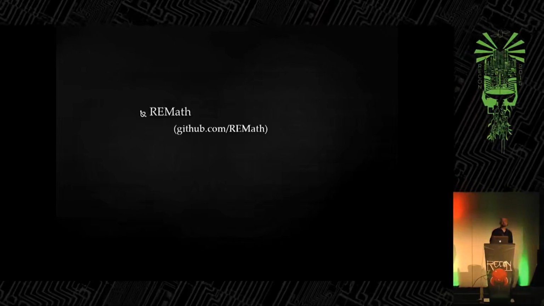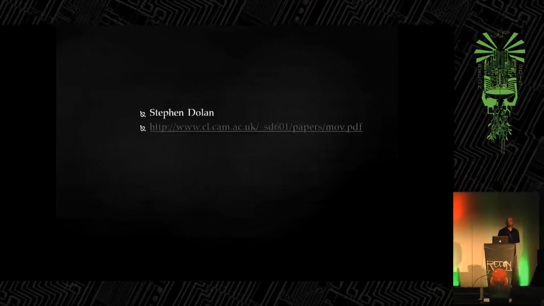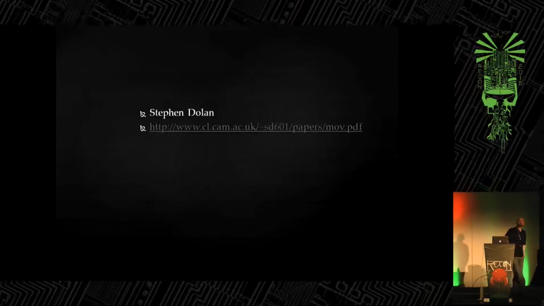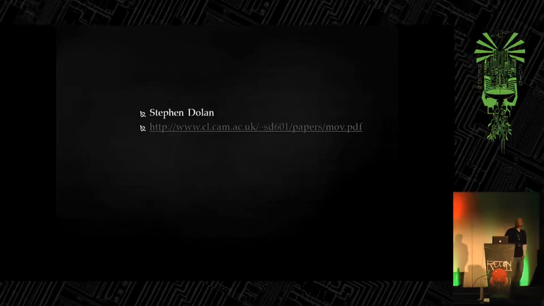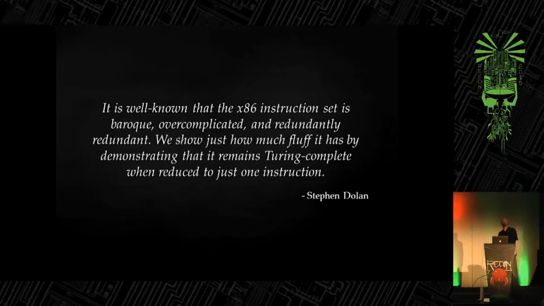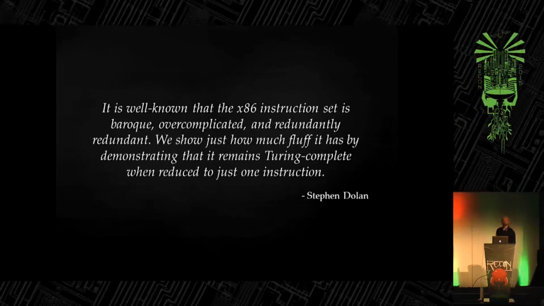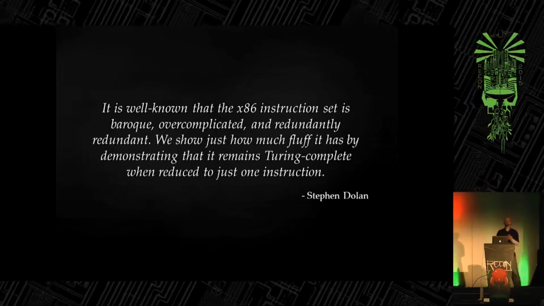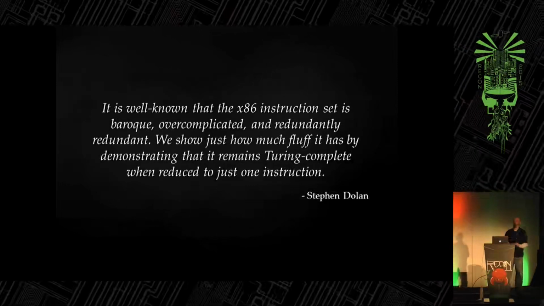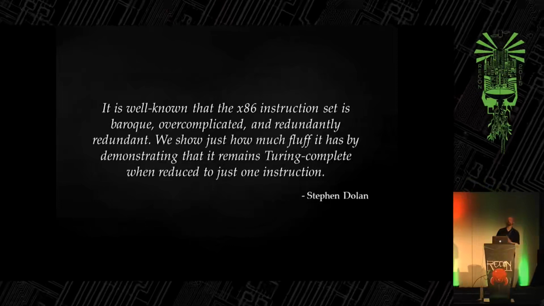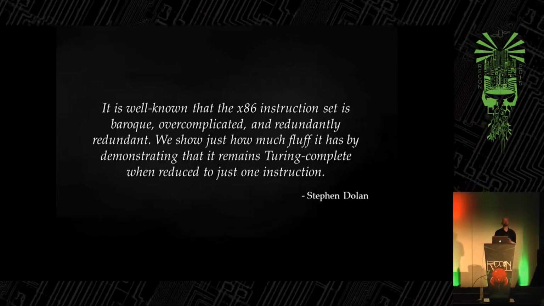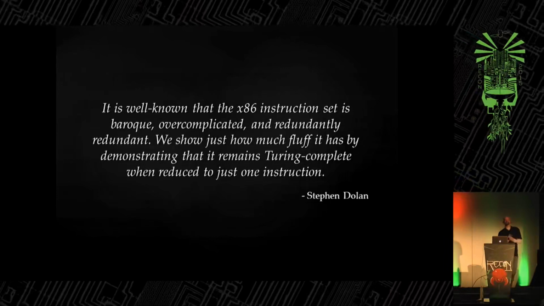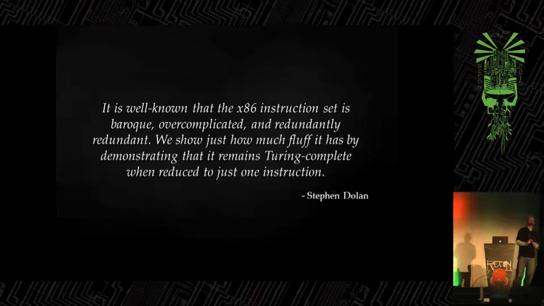So I was browsing through some things on REmath, looking for something interesting. And I found something that caught my eye, an article by a guy named Stephen Dolan. Dolan's article started out with this humorous observation about the x86 architecture. Dolan says it is well known that the x86 instruction set is baroque, overcomplicated, and redundantly redundant. We show just how much fluff it has by demonstrating that it remains Turing complete when reduced to just one instruction. So that really caught my attention right away.